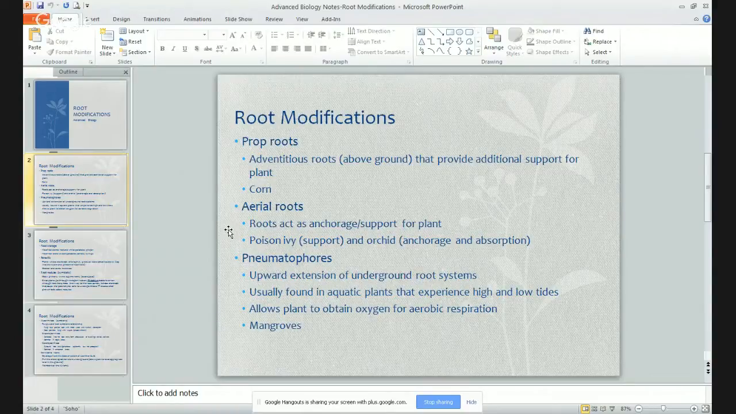The second type of root modification that we're going to talk about are the aerial roots. So aerial meaning above ground in the air, I guess is what it implies. But these are going to do the same thing as the prop roots. They're going to serve as additional support and structure.